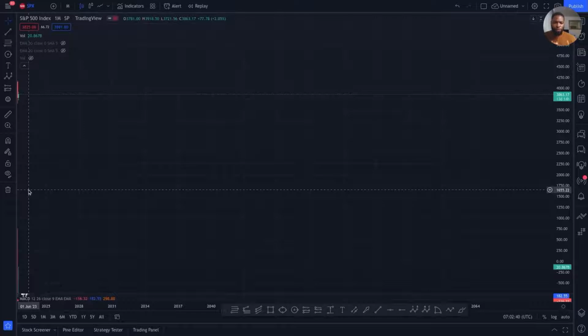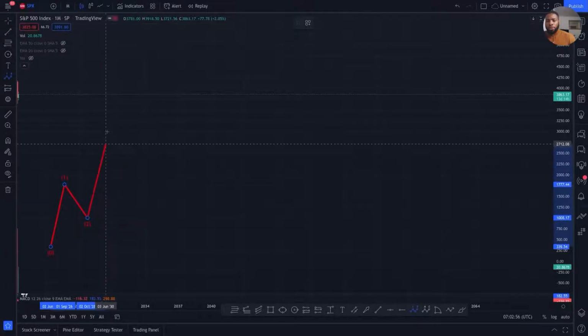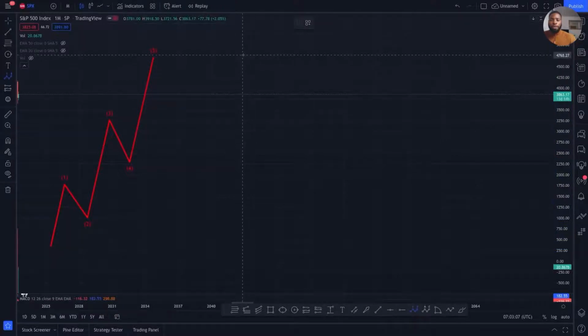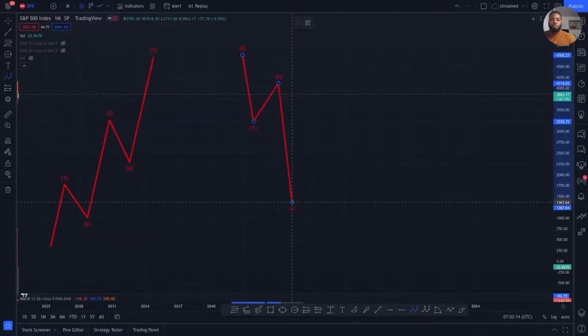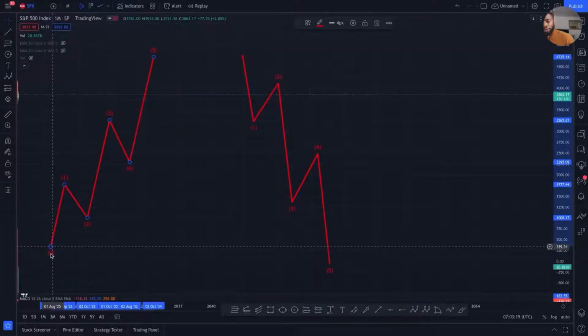Just to summarize, the Elliott Wave says that in an uptrend or in a downtrend, the market moves in 5 waves. So this is an uptrend. This is the first wave, second wave, third wave, fourth wave, and the fifth wave. So it moves in 5 waves in an uptrend. Vice versa for a downtrend, it moves in 5 waves: first wave, second wave, third wave, fourth wave, fifth wave. This is the first rule.